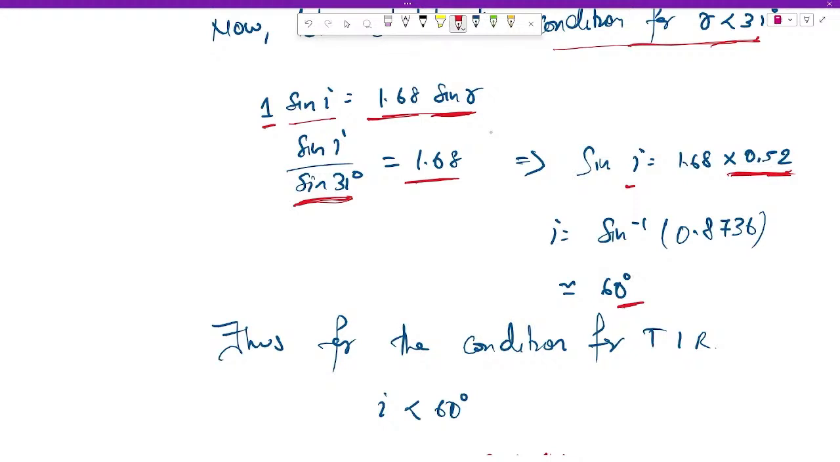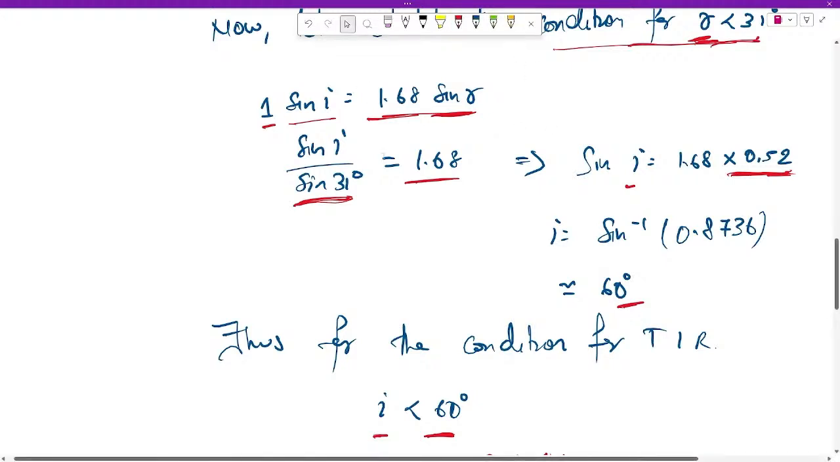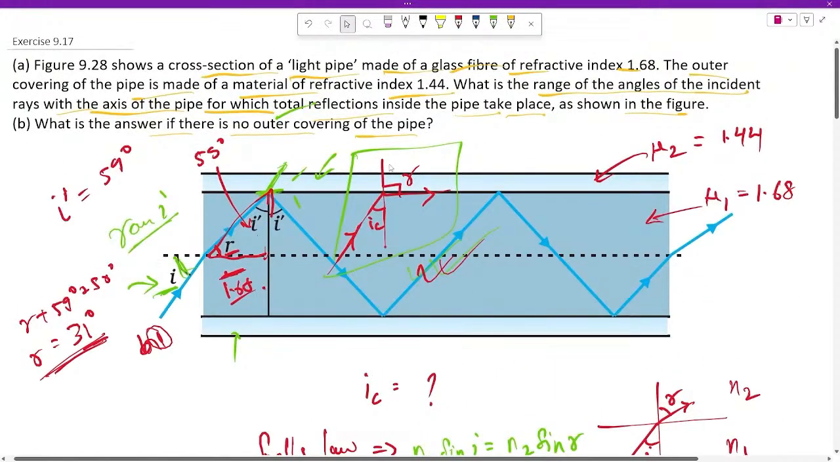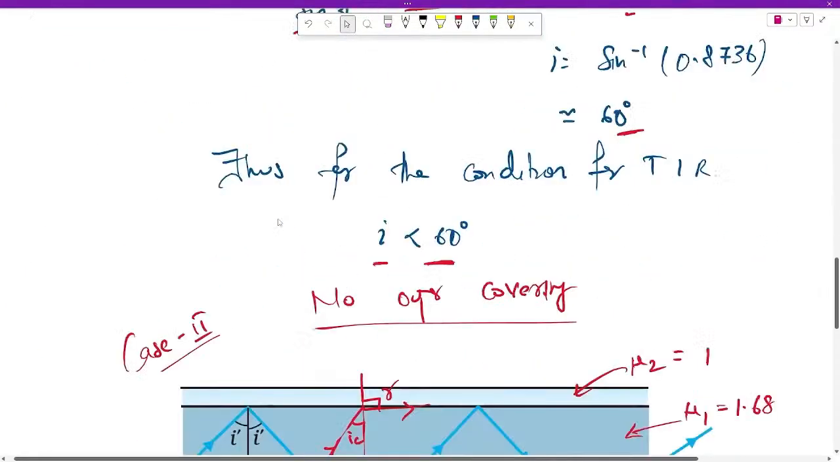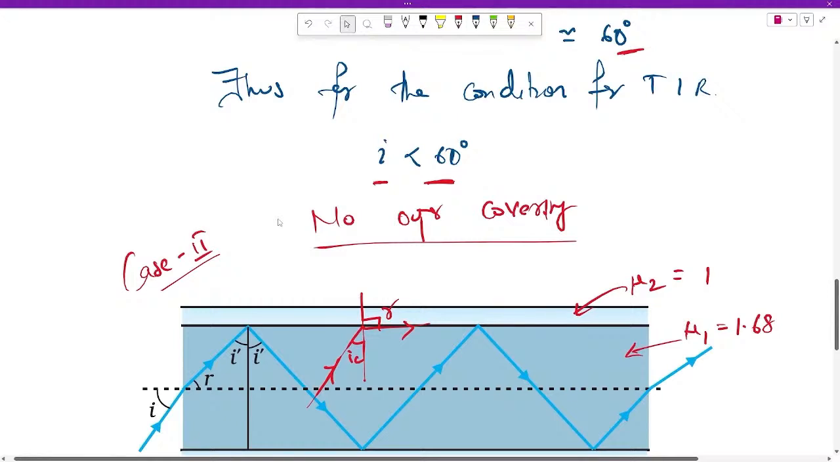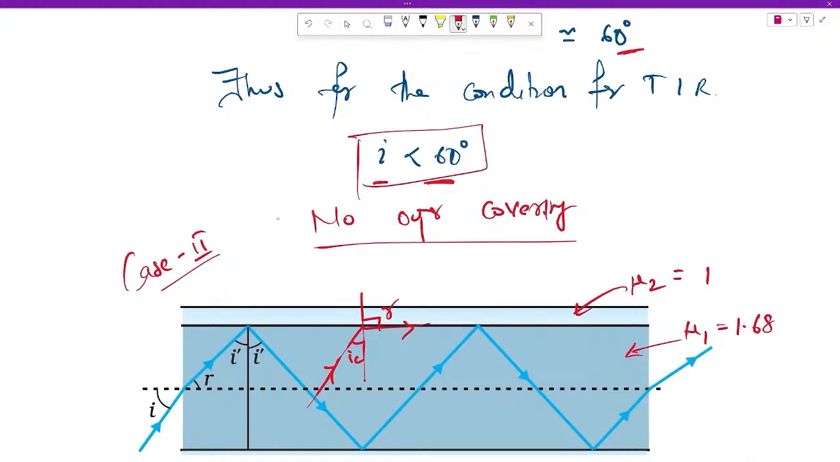Now, the angle of refraction must be less than 31 degree in order for the total internal reflection to take place. Now, if we increase this value of I, then obviously the angle of refraction will also increase. So, the angle of incidence must be less than 60 degrees so that the angle of refraction doesn't surpass 31 degree, or the value of I dash shouldn't decrease from the critical angle, because if the value of I dash decreases from the critical angle, then the total internal reflection will not take place. Now we have found out the condition for total internal reflection to take place, that is I should be less than 60 degree and greater than 0.